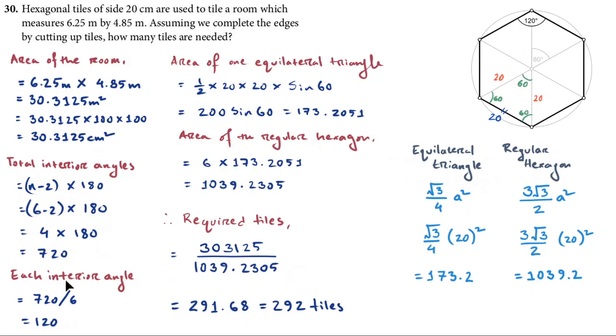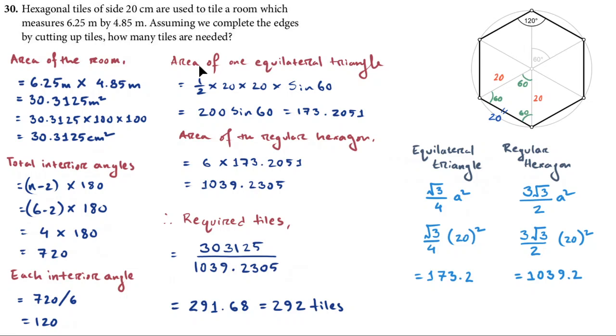That means each interior angle will be 720 divided by the number of sides. We know that a hexagon has 6 sides, so I simply divided it by 6 and I got 120. So 120 is one angle for a hexagon, and that's like a regular hexagon. Since it says it has sides of 20 centimeter, that means all sides are 20. Therefore, all the angles should be the same as well.